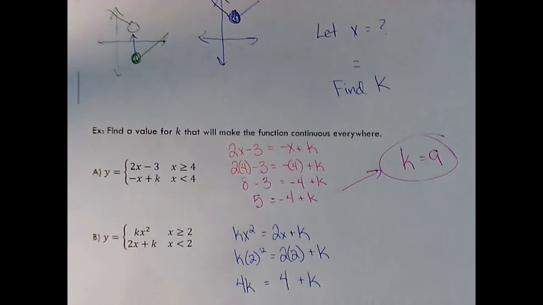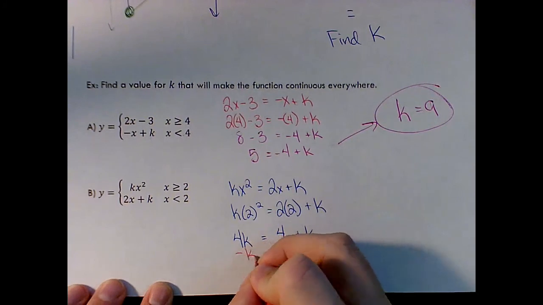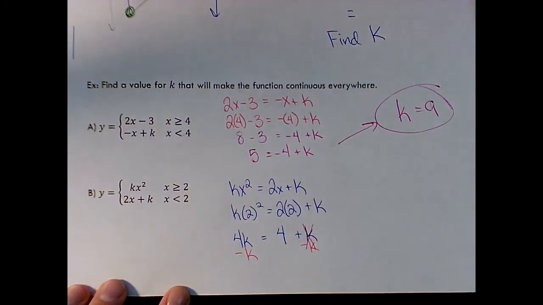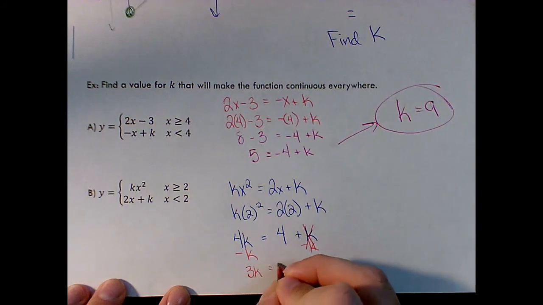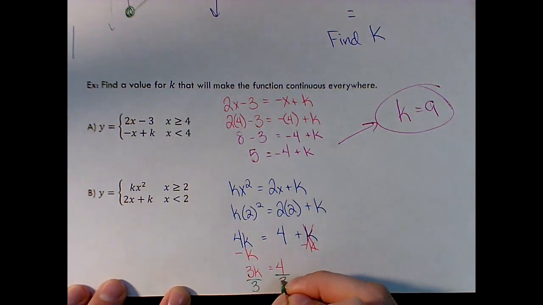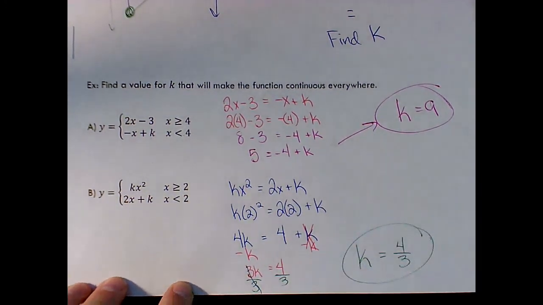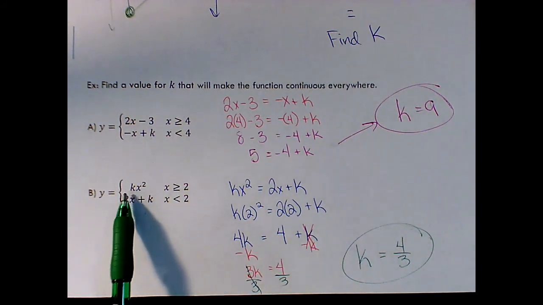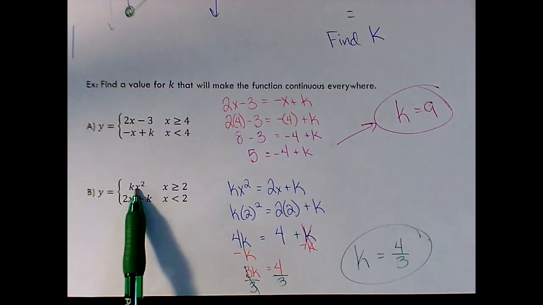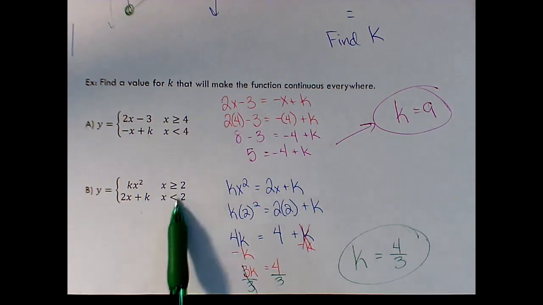I have a k on the left side of the equal sign and a k on the right side of the equal sign. Let's subtract k from both sides. That gives me 3k equals 4. Let's divide both sides by 3, and k equals 4/3. So if I were to graph y equals 4/3 x squared and y equals 2x plus 4/3, at 2 these two will connect.